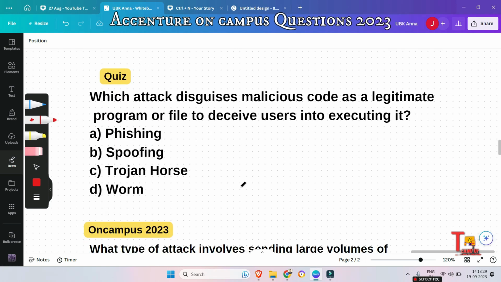Which attack disguises malicious code as a legitimate program or file to deceive users into executing it? Phishing, spoofing, Trojan horse, or worm? So, please give me the answer in the comment section all together, all questions, right?